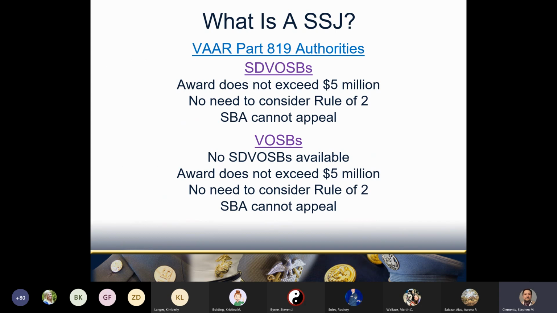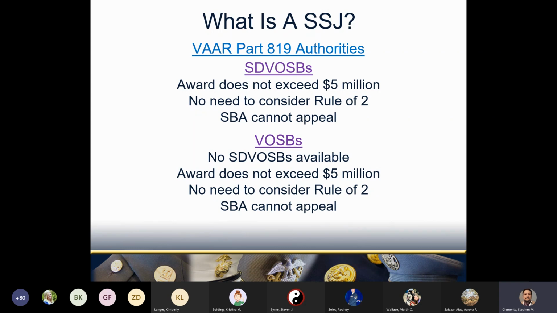And just as FAR Part 19 gave us sole source authorities for small businesses, so too does VAR Part 819. It gives us 2 authorities, one for SDVOSBs and one for VOSBs. You may remember that the FAR did not give us a sole source authority for VOSBs. It just gave us one for SDVOSBs.